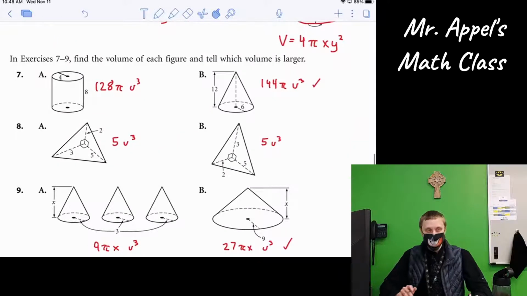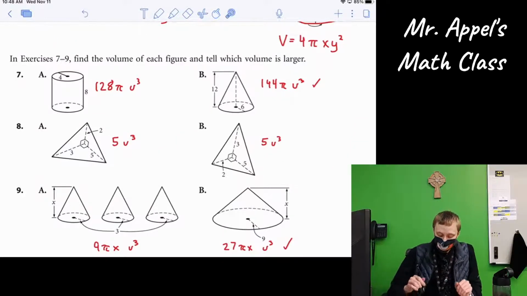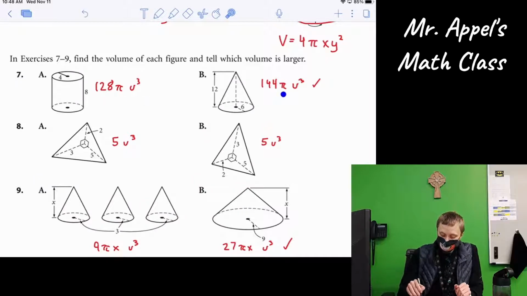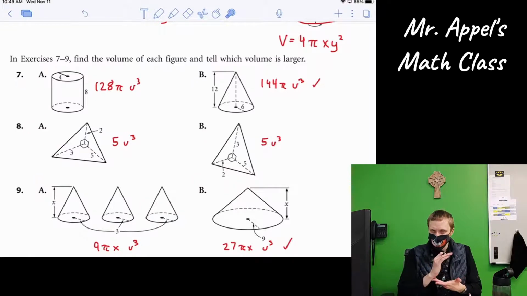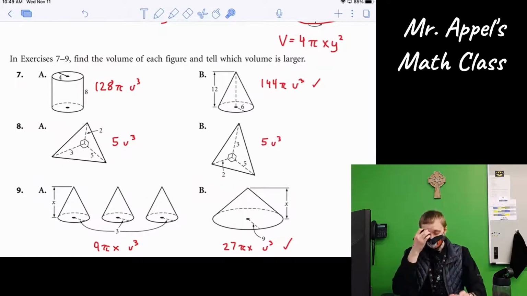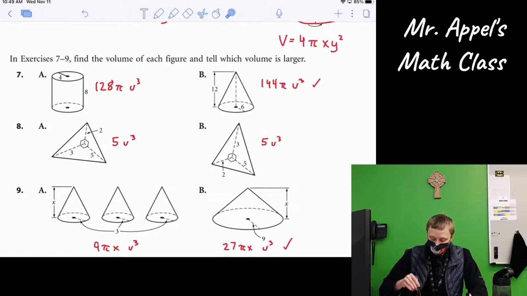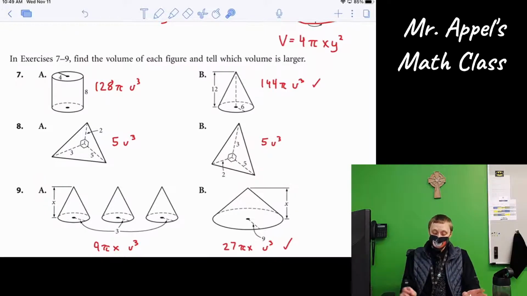And then finally, 7, 8, 9, the find volume and compare. Turns out that this cone is in fact bigger than this cylinder. Okay? You lose a lot of volume from being a cone, but they made the dimensions big enough, bigger. These two triangles, it's not quite a prism, right? Because it's like a triangle of a triangle. So you got to half it and then half it again. But they have the exact same dimensions. One of them is just flipped and rotated around. So since no units were specified, I'm just using u cubed, units cubed there.